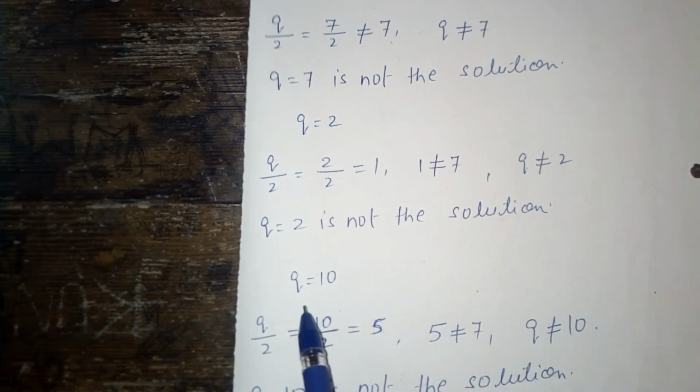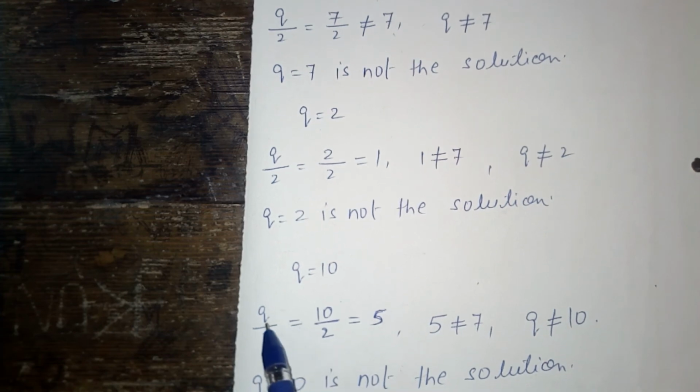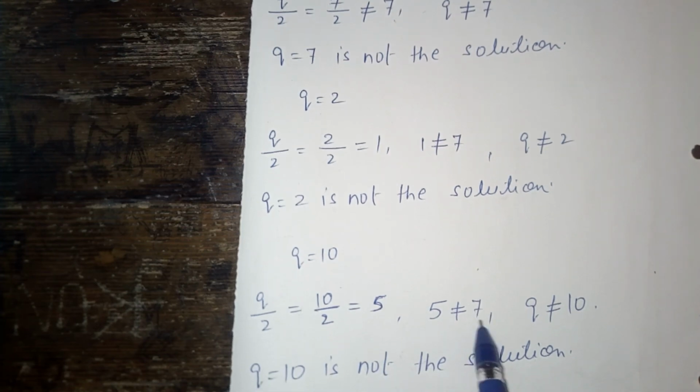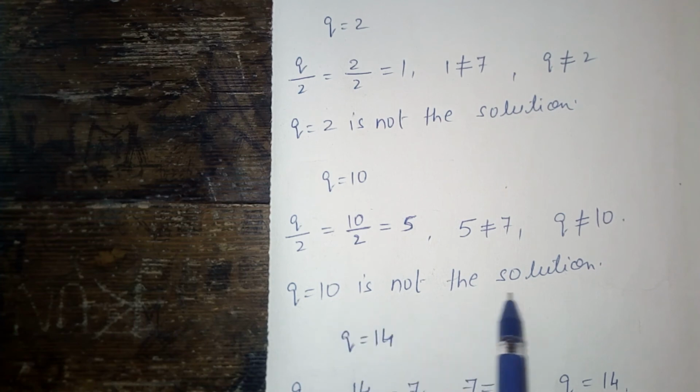Again, for q is equal to 10, we will find the value of q upon 2. In place of q, we will write 10. 10 upon 2 will give you 5, and 5 is not equal to 7. Therefore, q is not equal to 10. So q is equal to 10 is not the solution of the given equation.